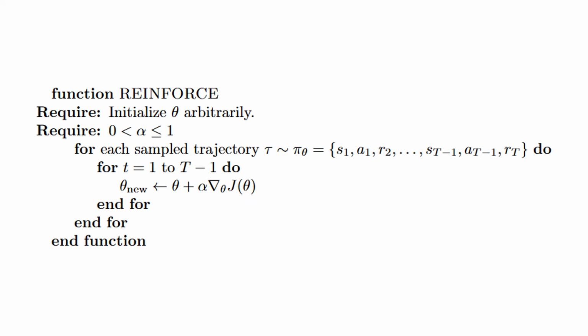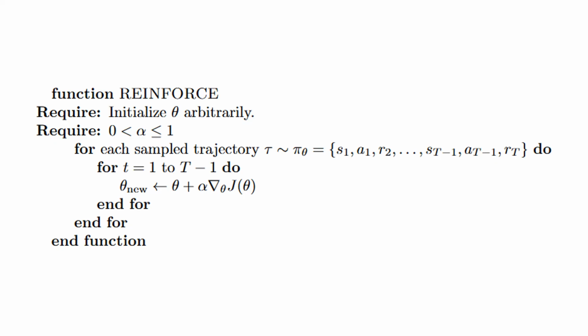which looks like this. First, we initialize our parameters arbitrarily, and we initialize our learning rate, which is alpha. And for each sample trajectory, we update our policy based on the gradient that we get from it. You'll notice that this doesn't have an end. We do this until we eventually converge on an optimal policy. We don't know what the optimal policy is, but we can find it eventually.